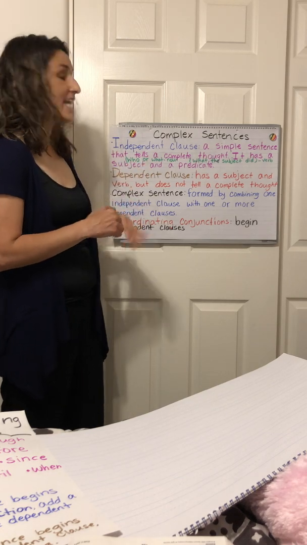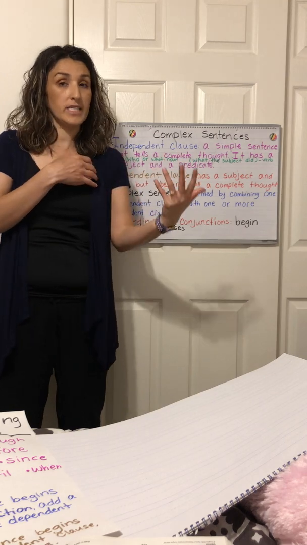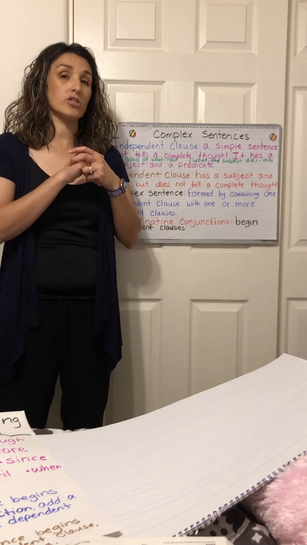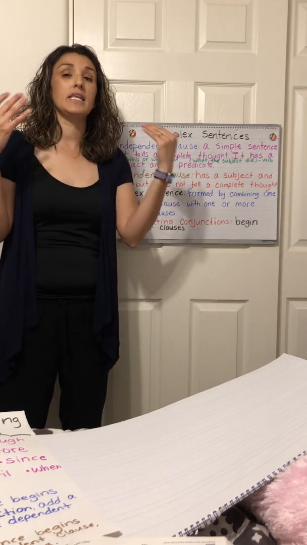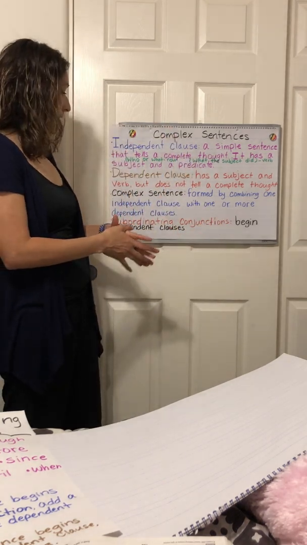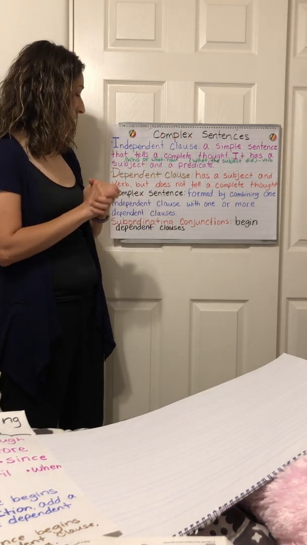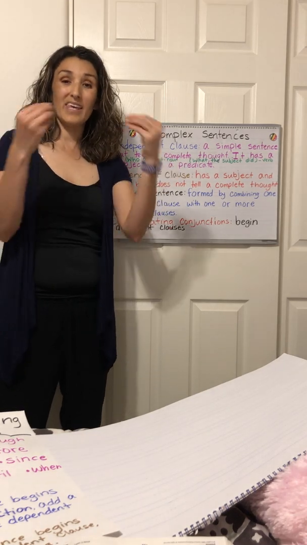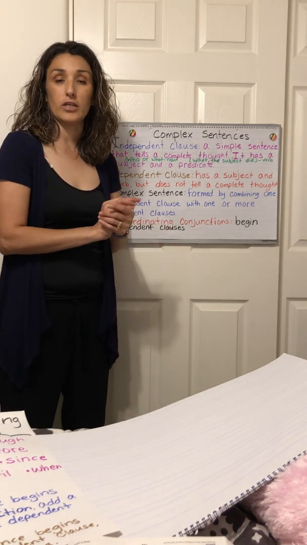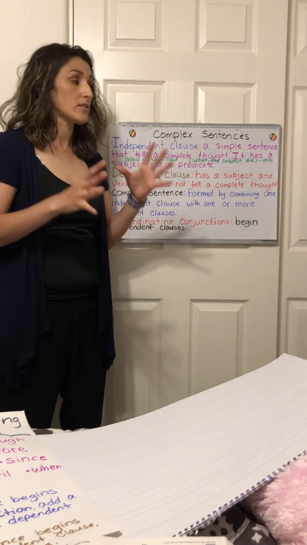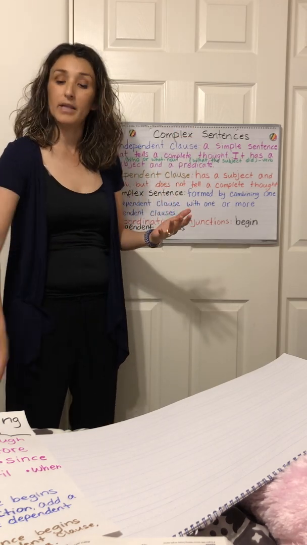Then it also has a dependent clause. A dependent clause might have a subject, so I might tell you who did something, and it might have the action, but it will not have the complete thought, meaning you don't know what that person did. And then it has both of them, the independent and the dependent clause together. And how do they get joined? They get joined by something that's called a subordinating conjunction. A subordinating conjunction is a word that joins the two sentences together to make it a complex sentence.